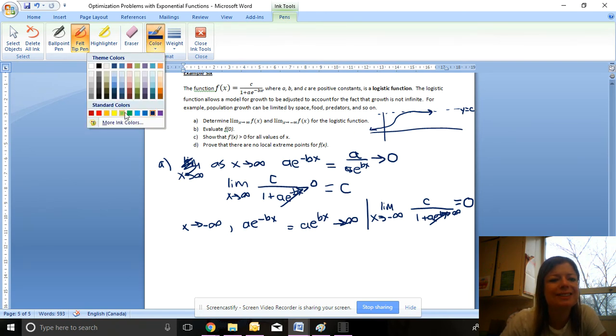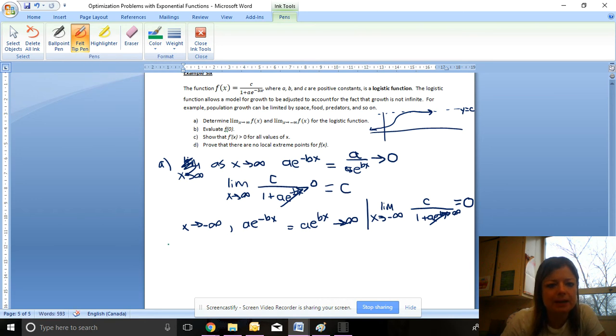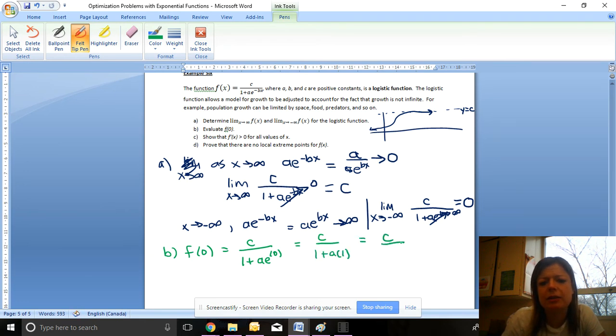Okay, I'm changing colors for part B. So evaluate f at 0. So f at 0 is going to be equal to c over 1 plus a times e to the 0, if you put 0 in there. Remember, anything to the power 0 is 1. So this is just c over 1 plus a times 1. So it's just c over 1 plus a. So that's what you get. That will be your y-intercept.